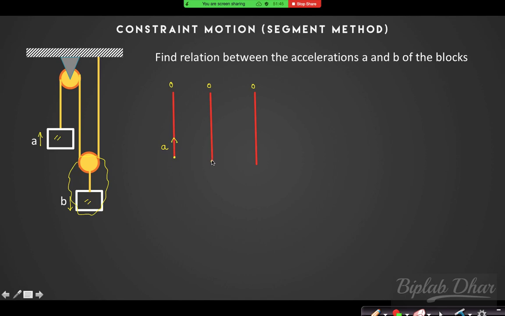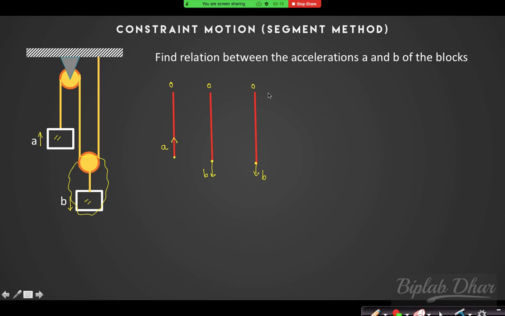For the second segment, what is the displacement or acceleration of this? B downward. B downward, yes, good. If we don't know the direction, we can take it in any direction. I have taken it downward. And what about the bottommost point of the third segment? Downward B. Good. Now I will write down an equation.